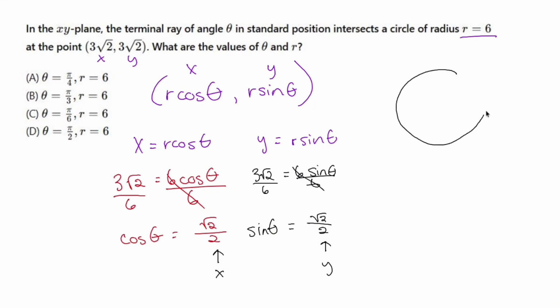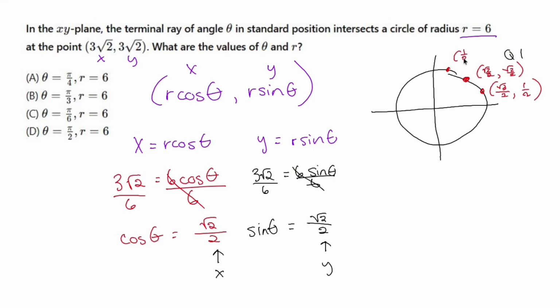So we draw out our unit circle. X and y are both positive in this case, so we're talking about quadrant 1 here. And in quadrant 1, we have 3 possible points. One would be root 3 over 2, a half. One would be root 2 over 2, root 2 over 2. And one would be 1/2, root 3 over 2. The middle one is the one that we want.